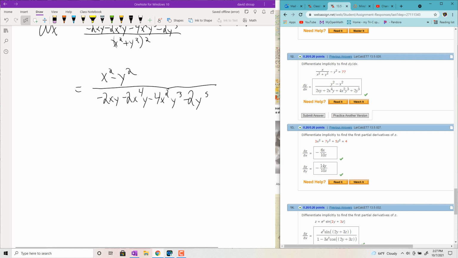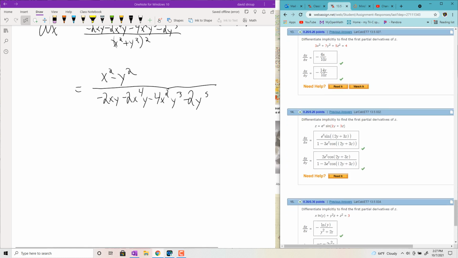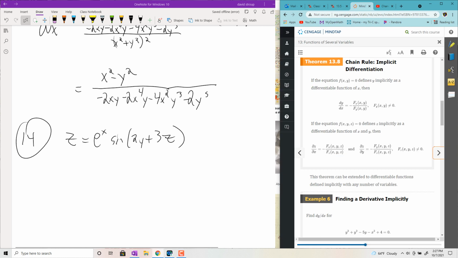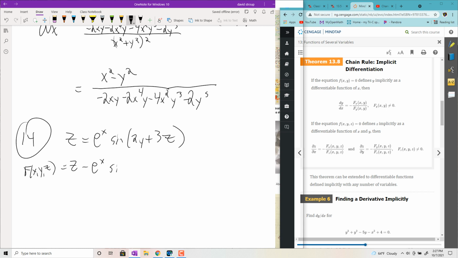Okay, let's do the other derivative rule just to make sure it works. So number 14, we want partial derivatives now. e to the x sine of 2y plus 3z. Okay. So going to the formulas in the book, I need fx, fz, and fy. So fx, and I have to rewrite this to pull this off. Okay, so f of x, y, z is going to equal z minus e to the x sine of 2y plus 3z. That equals 0, but that's not important.